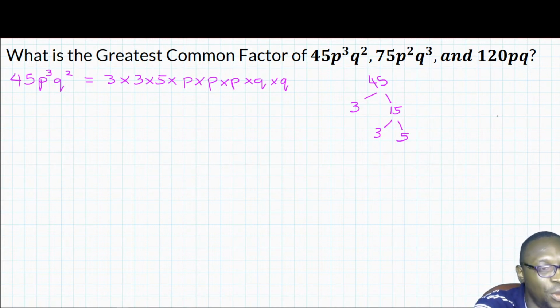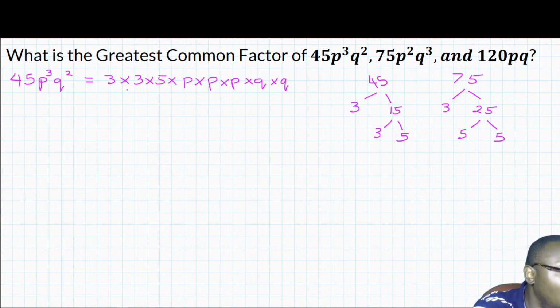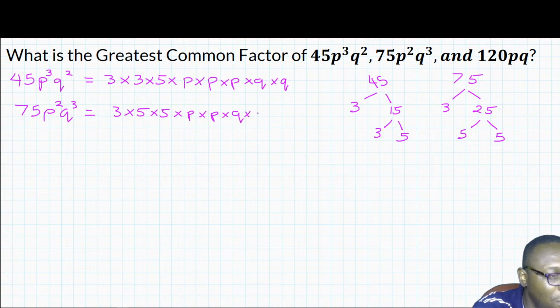And then we're now going to break down 75. So 75, we're going to decompose it into its prime factors. We have 3 here, and then 25, and 25 is 5 multiplied by 5. And so we have 75 p squared q cubed. This is going to be 3 multiplied by 5 multiplied by 5. And then we have p squared, p multiplied by p, and then q to the third power means that they're going to be 3 q's.